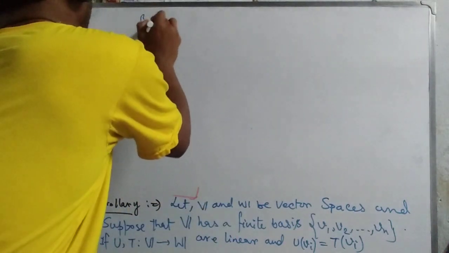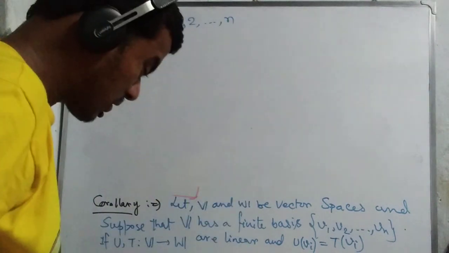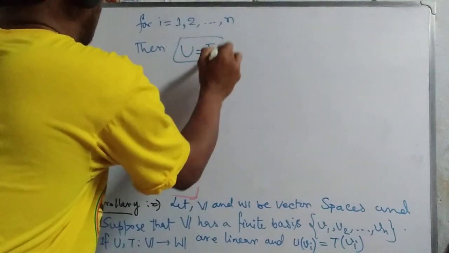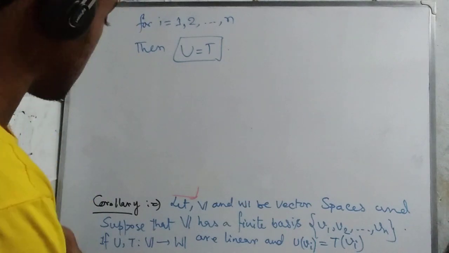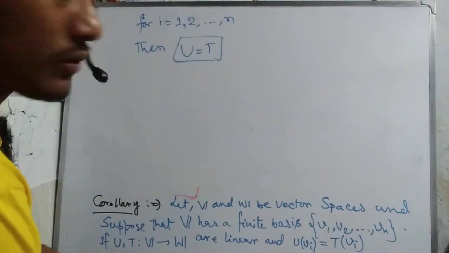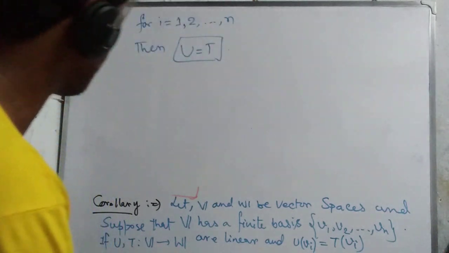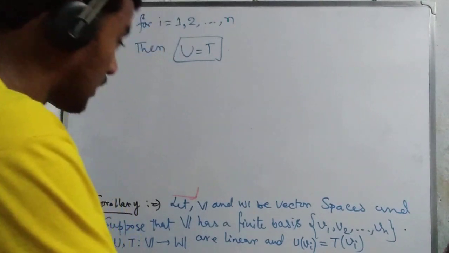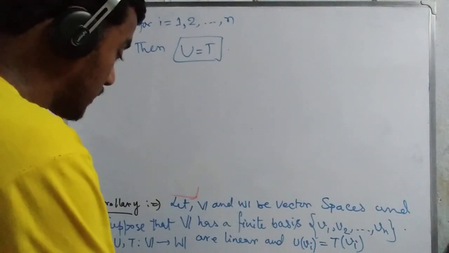For i equal to 1 to n. Then what happened? Then U equals T. Let V and W be vector spaces, and suppose that V has a finite basis v1, v2, ..., vn. If U, T: V to W are linear and U(vi) equals T(vi) for i equal to 1 to n, then U equals T. Understood? Now we also give some example related to that topic.